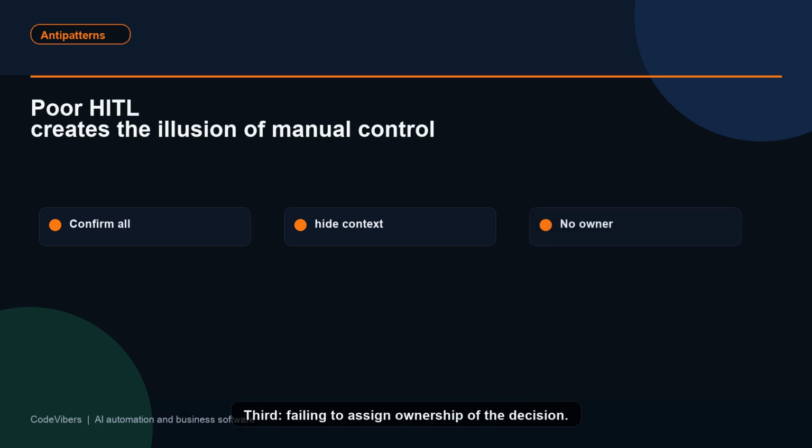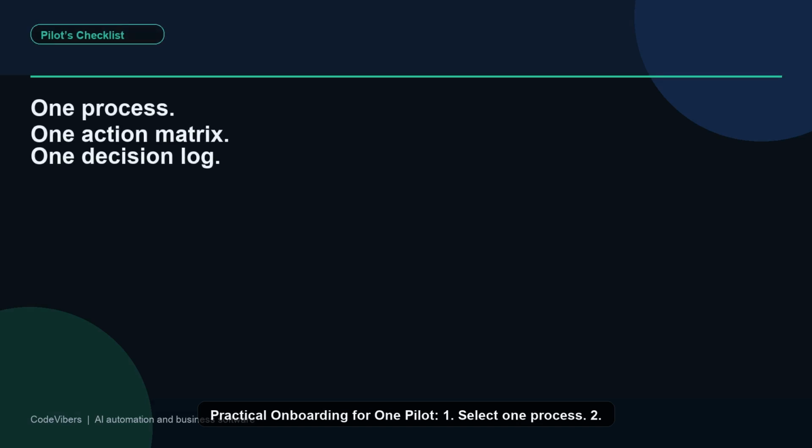Third, failing to assign ownership of the decision. If after an error it's unclear who approved it, then the human in the loop was merely drawn on the diagram, not actually implemented.